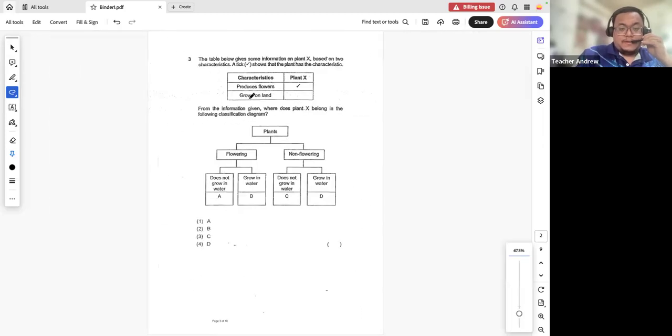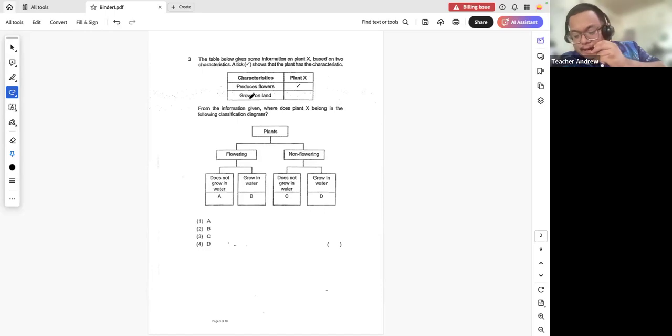It's a very big one. The table below gives some information on plant X. These are the two characteristics. A tick shows that the plant has the characteristic. So plant X, a tick on produce flowers. However, no tick on grow on land. So based on the information given, where does plant X belong to in the classification diagram?